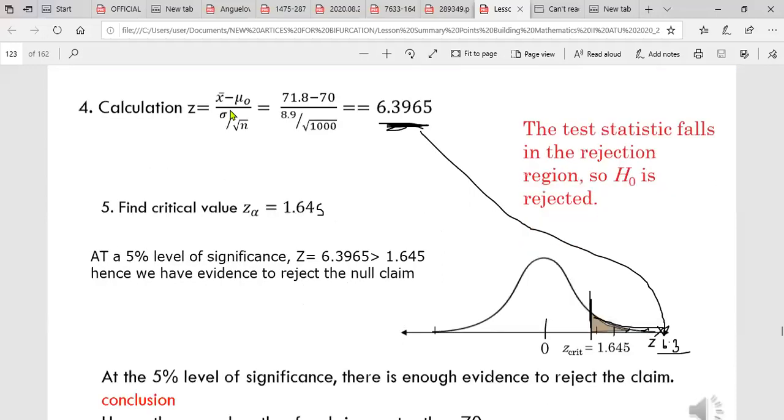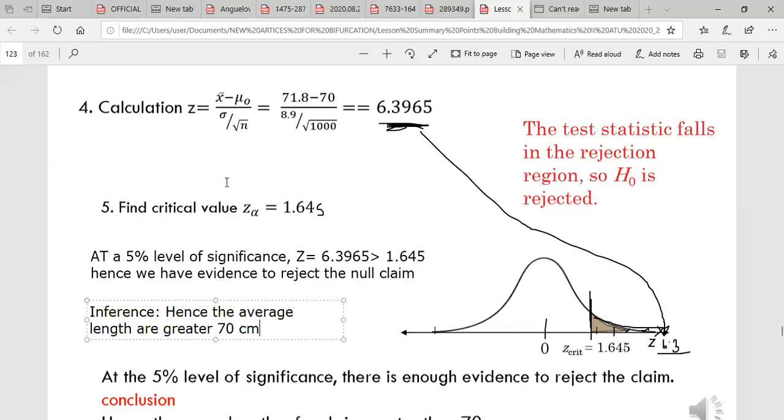Then if we are rejecting the null claim, we are saying that in conclusion, for our inference, we can say that hence the average length exceeds or is greater than 70 centimeters, which is the alternate. The null said that the average length was less than or equal to 70. So if we have rejected it, then the alternate hypothesis is accepted, which is greater than 70 centimeters.